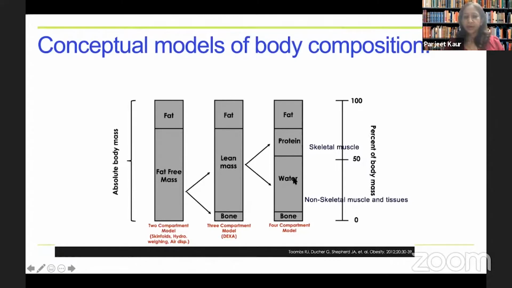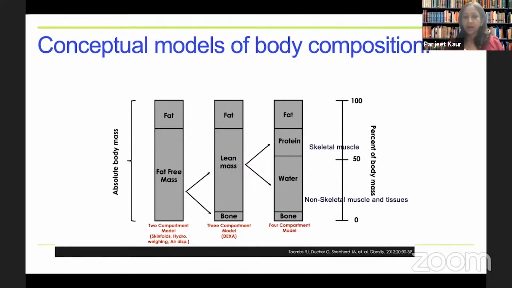Then we have the four compartment model, which further divides the lean mass into protein and the water, where protein indicates the skeletal muscle mass, whereas the water indicates the non-skeletal muscles and other tissues.